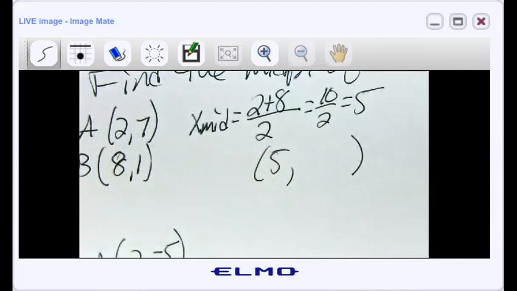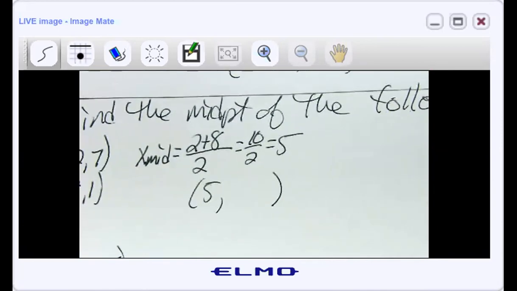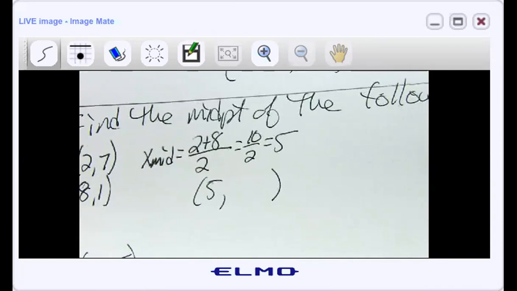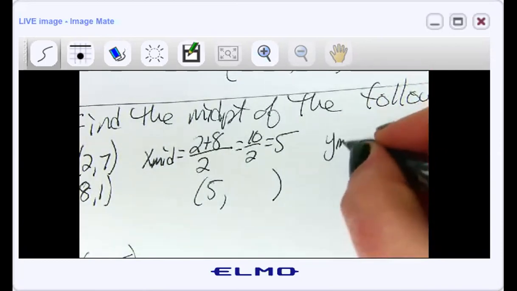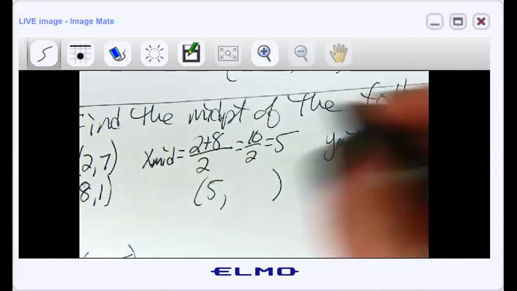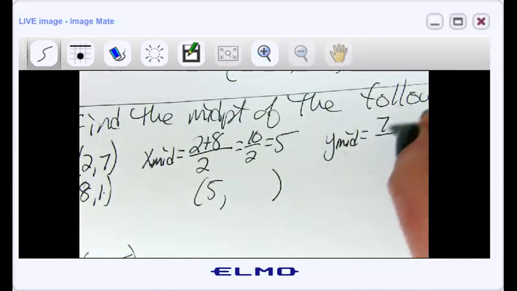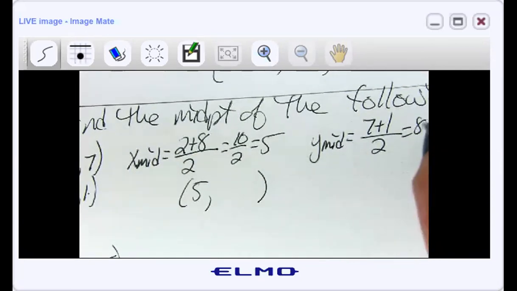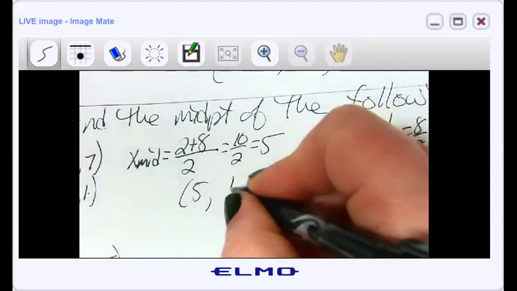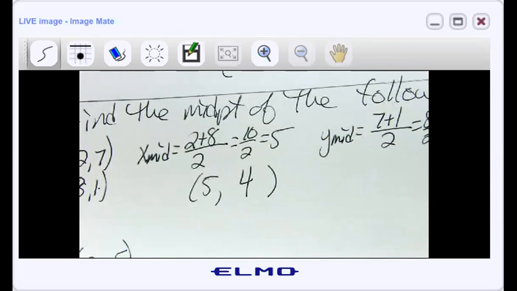Now I just have to do the same exact thing with the y's. So can you tell me what the y answer would be? 4. Yes, 4. So hopefully everybody got that same answer. She's getting 4 because she's doing y of the midpoint. She's going to add the two y's together, 7 and 1. Add them together, divide by 2. 7 plus 1 is just 8. 8 over 2, you get 4. There's my answer. It's at 5 comma 4.